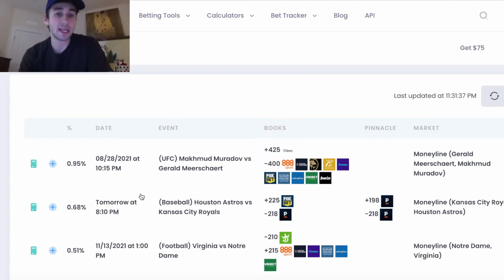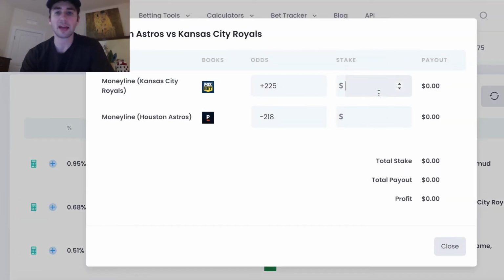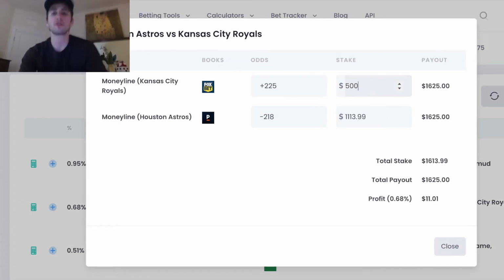So here we can see an example. We have the Astros playing the Royals. The Astros are plus 225 on Fox Bet, minus 218 on Pinnacle. So if we pull up the calculator, let's say we have a $500 bankroll on Fox Bet. So on Pinnacle, we would need to bet $1,115, and we would earn a risk-free $11 in profit, regardless of the outcome, right?